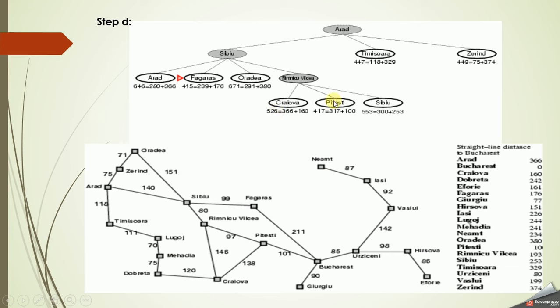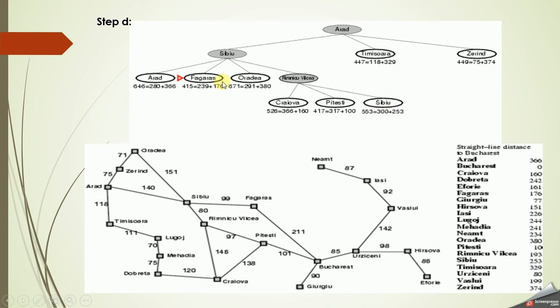Similarly calculating for Pitesti and then Sibiu. Calculating all these three, g of n value plus h of n of Pitesti is 100, and Sibiu again we are calculating the same way. We have got the f of n value.